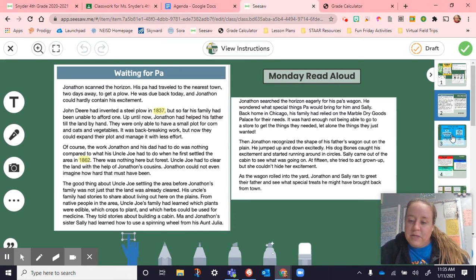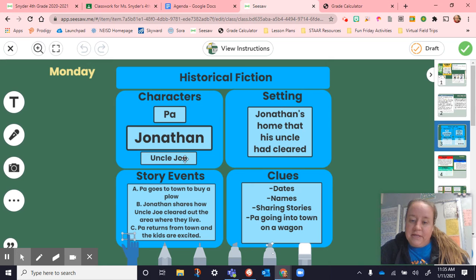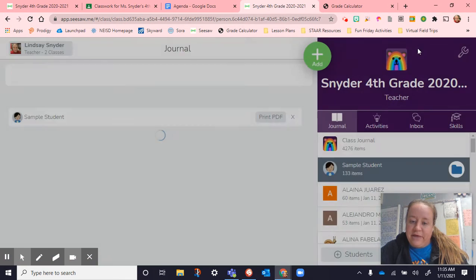And then we filled out this page 3. So we filled out some of the characters, the setting, some things that happened in the story, and then those clues about it being historical fiction. And then we clicked draft on that. So push pause if you need that.